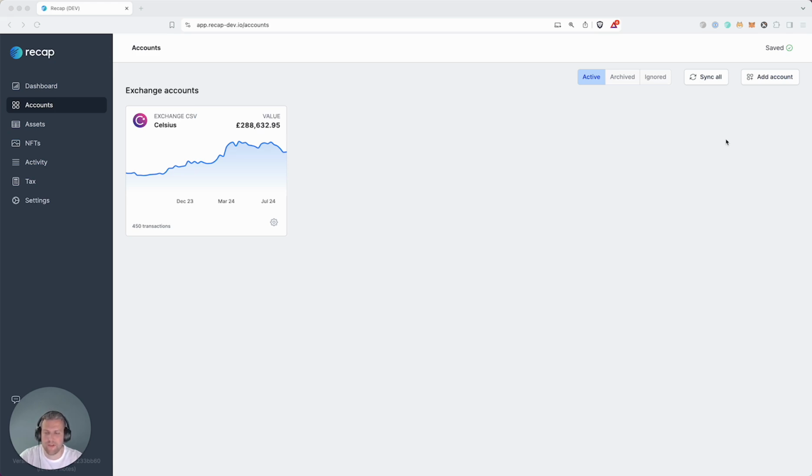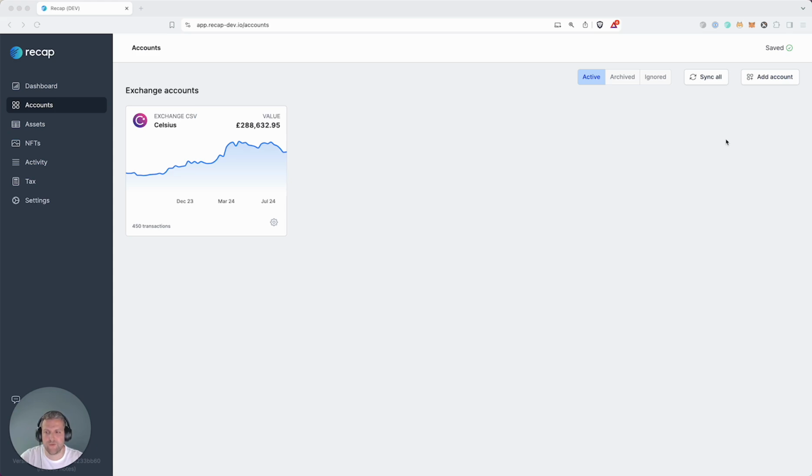So a bit of a backstory: Recap and our accountant partners, Andersen, and a number of individuals from the Creditors UK working tax group, we've been working together now for the past 9 months in order to help Celsius creditors claim their tax write-off.